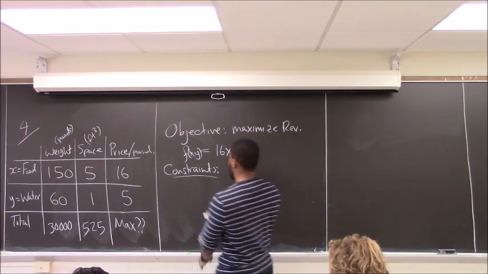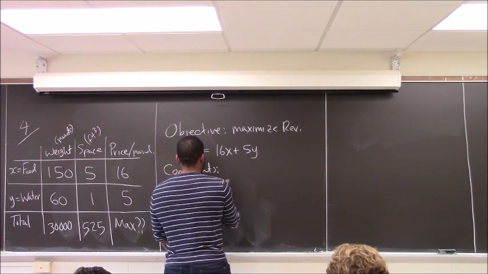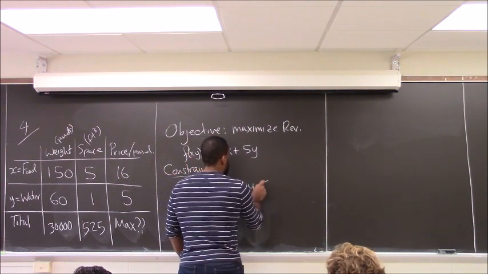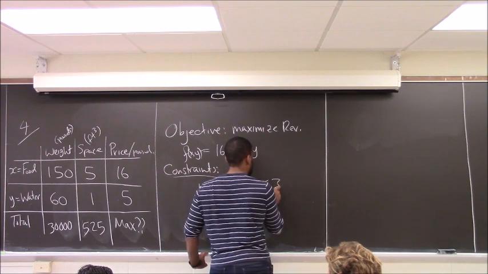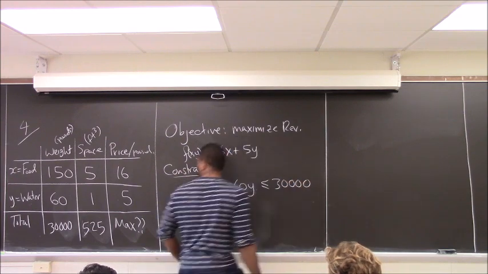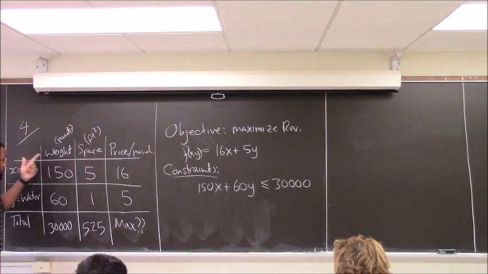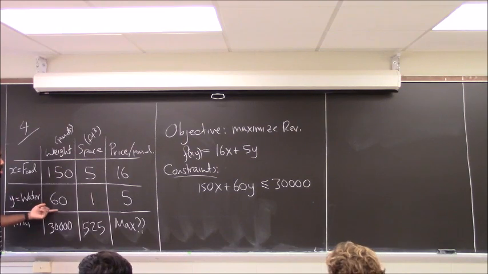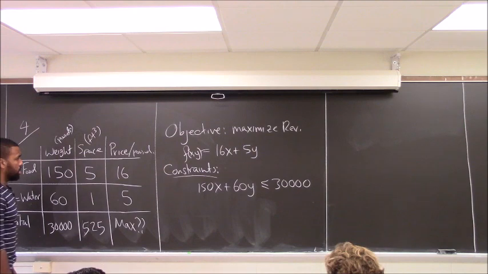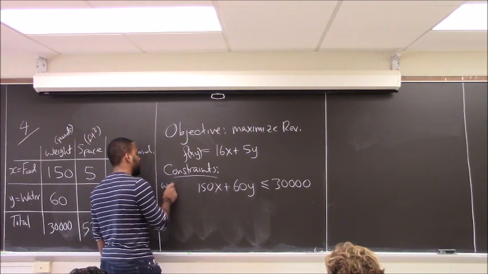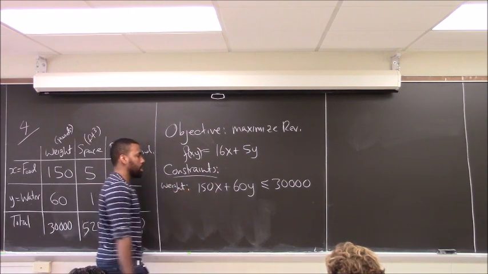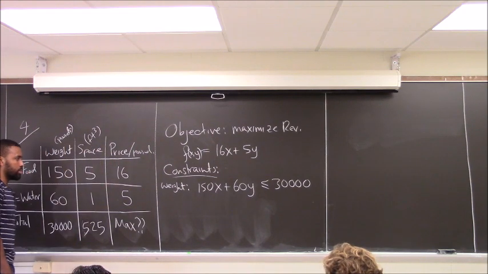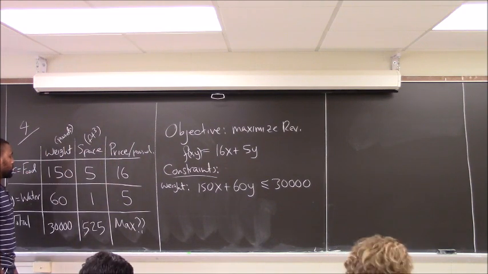150x plus 60y must be less than or equal to 30,000. Now the total amount of weight that the products have must be less than or equal to 30,000. And so I have a constraint on the weight. I can't carry an infinite amount of food and water. So there's a restriction here.